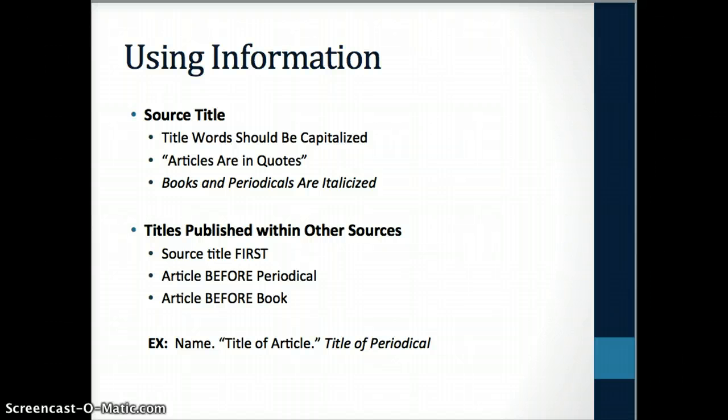Now, you're often going to have titles published within other sources. You want to think of this as going from the smallest to the largest. So the source title is going to be first, and then you're going to go to the periodical or to the book, right? So that you're getting the smaller source to the bigger source. So here's an example. Your name, title of article, title of periodical.